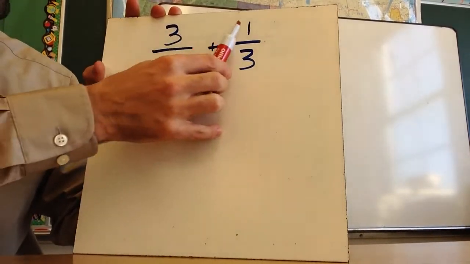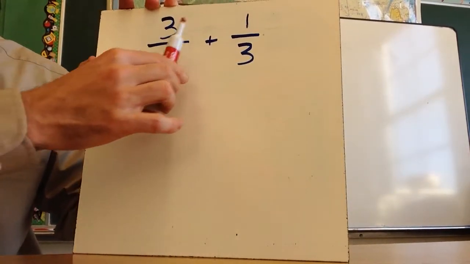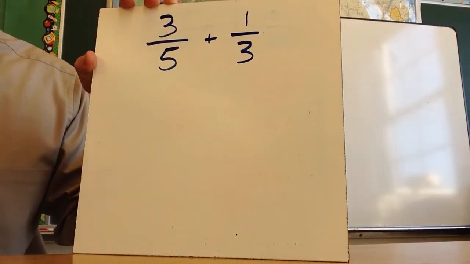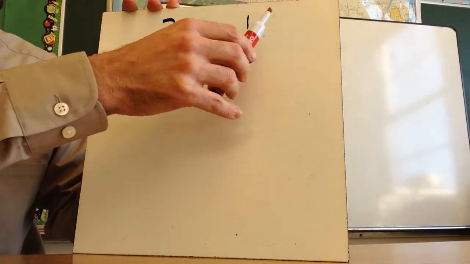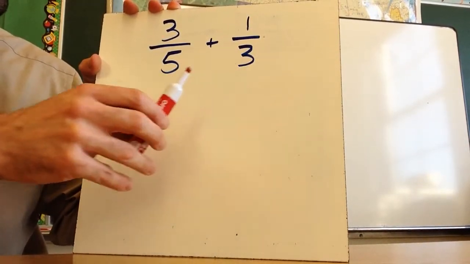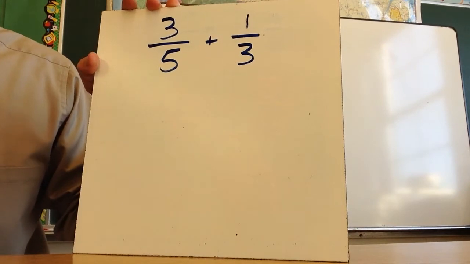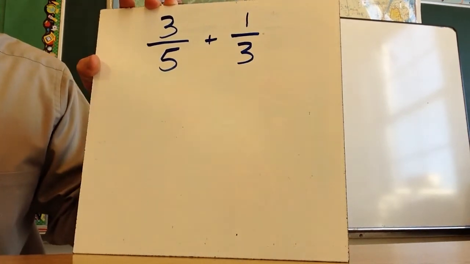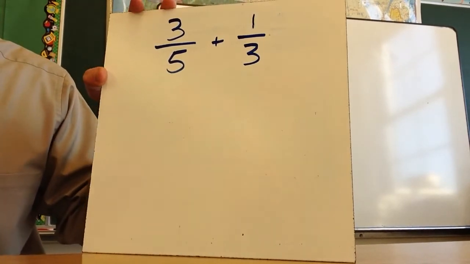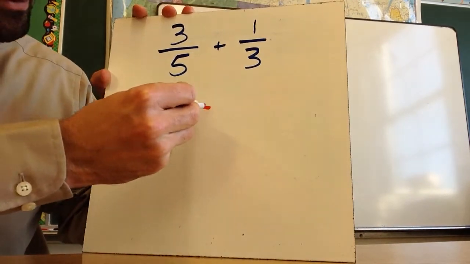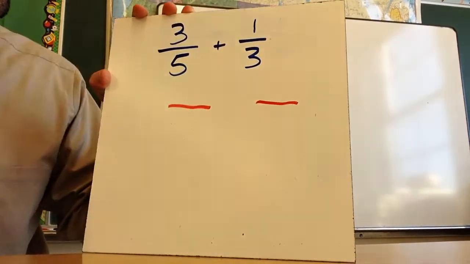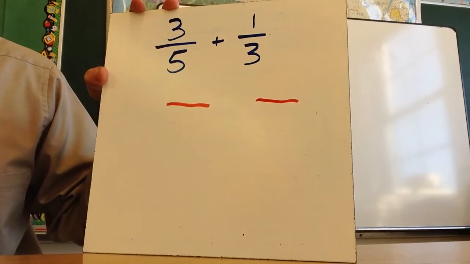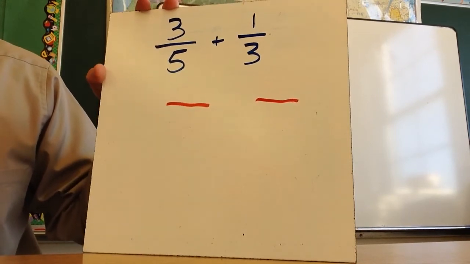So you'll notice I'm not able to just multiply across, I'm not able to add across and go 3 plus 1 equals 4, 5 plus 3 equals 8. Then I would get 4 eighths, and I would reduce that to 1/2, but that's not going to be my answer. So what I need to do is figure out a common multiple of 5 and 3. Right? I'm going for the least common multiple.